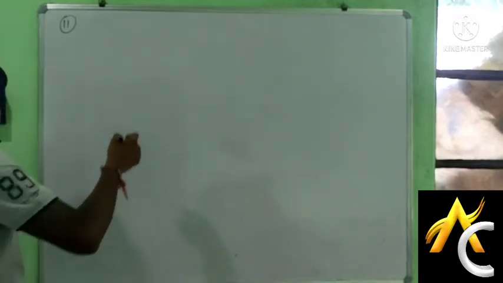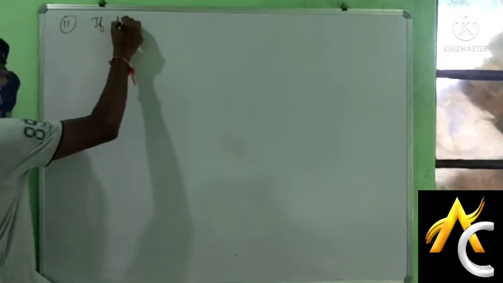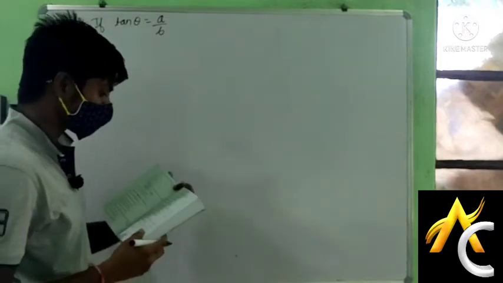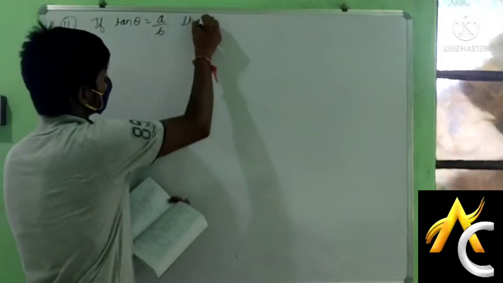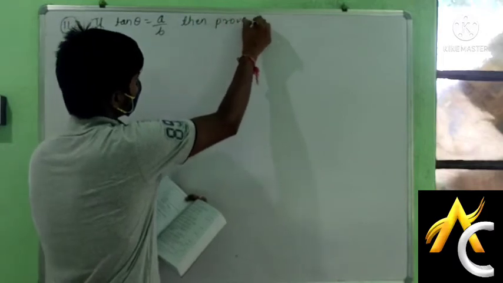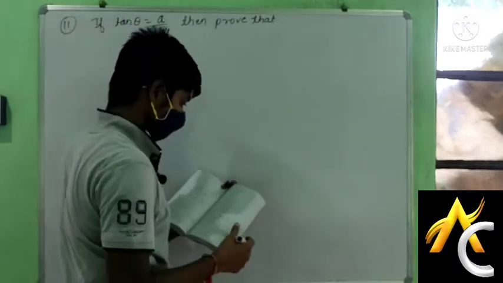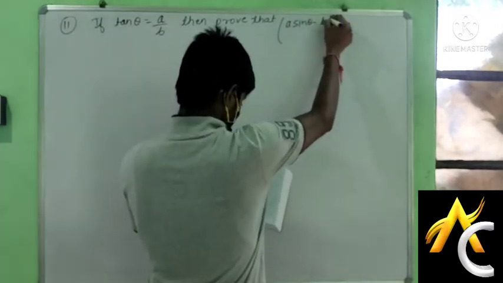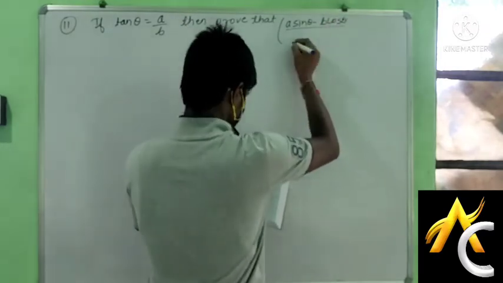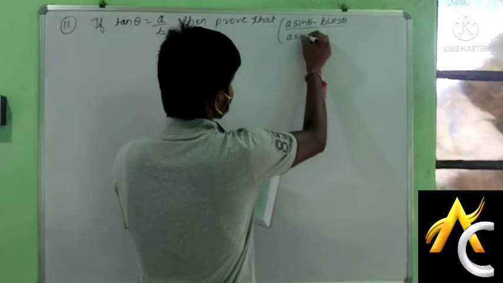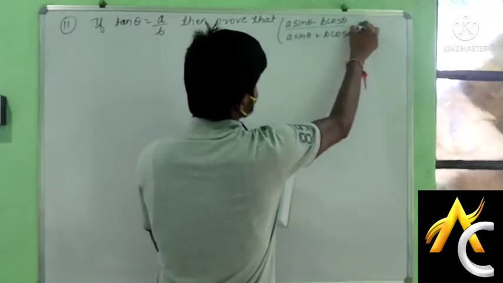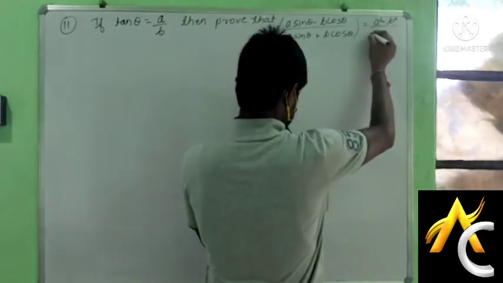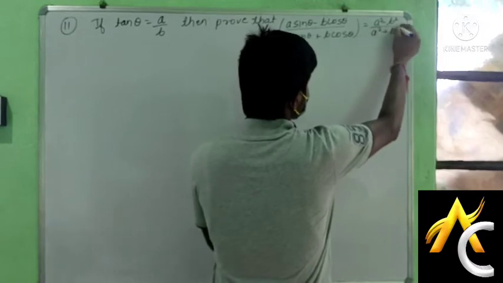if tan theta is equal to a by b, then we have to prove that a sin theta minus b cos theta by a sin theta plus b cos theta will be equal to a square minus b square by a square plus b square.